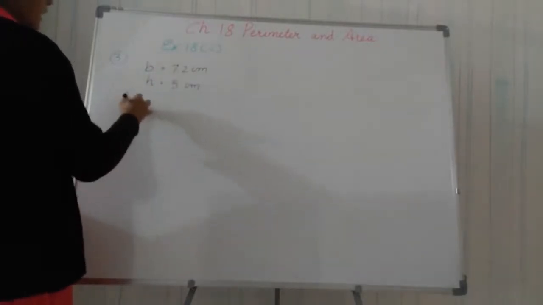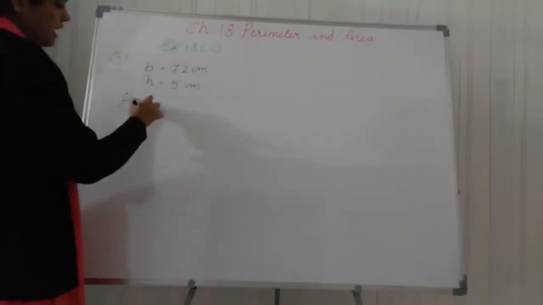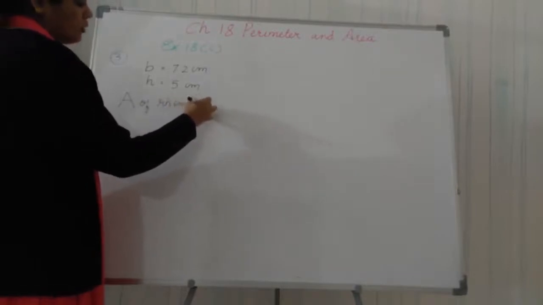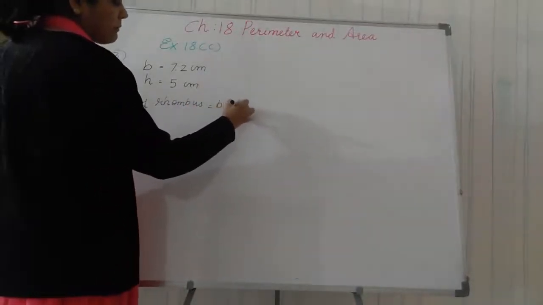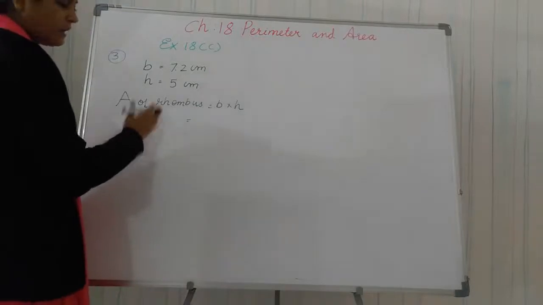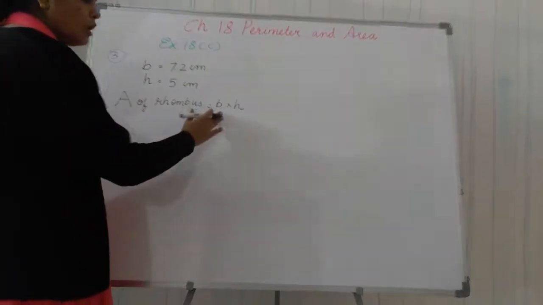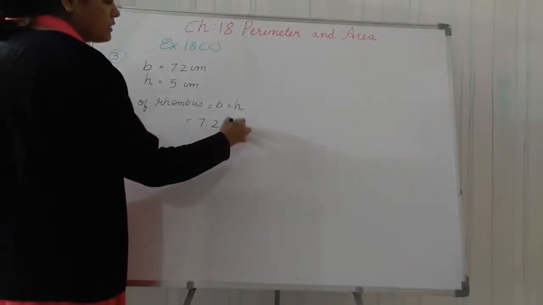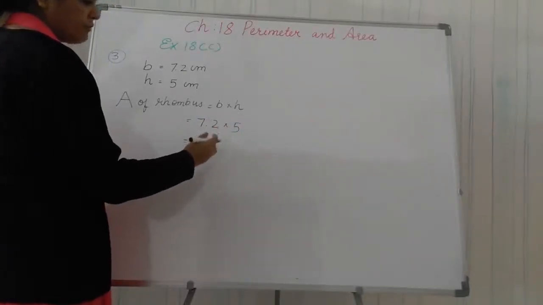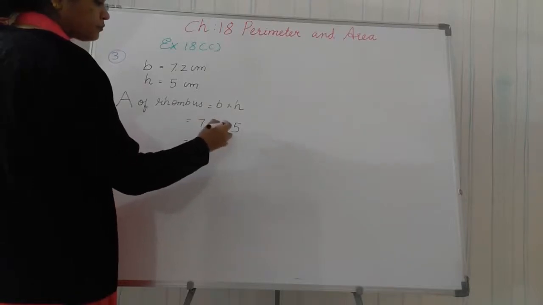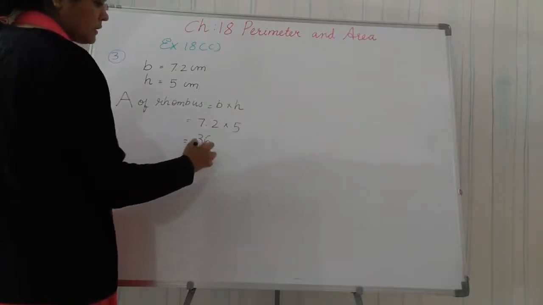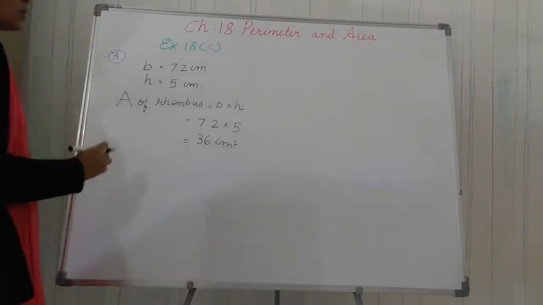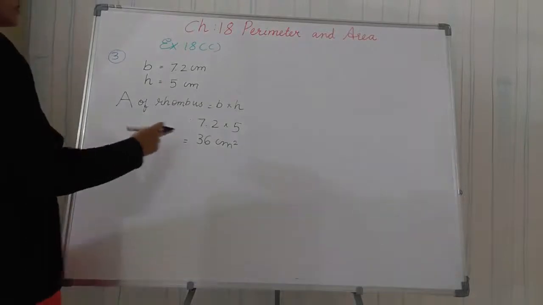So using our area of parallelogram formula, area of rhombus is equal to base into height. Remember always that rhombus is one type of parallelogram, and so the area formula is same for both of them. So now 7.2 multiply 5. So I get 36 centimeter square. Okay. So now students, again let me check.